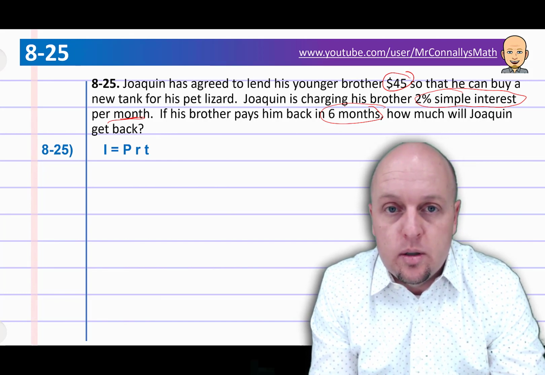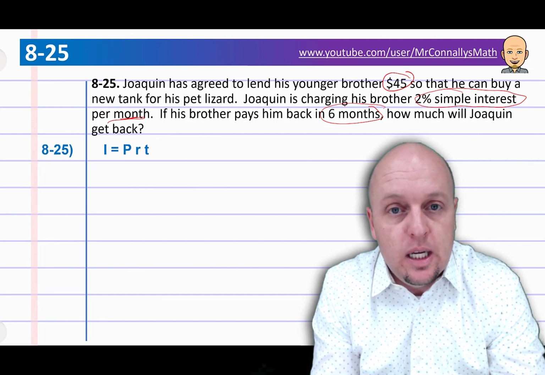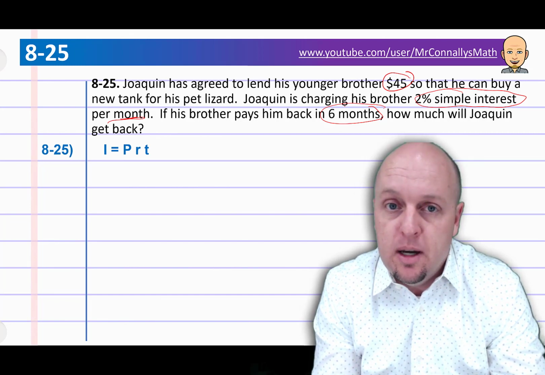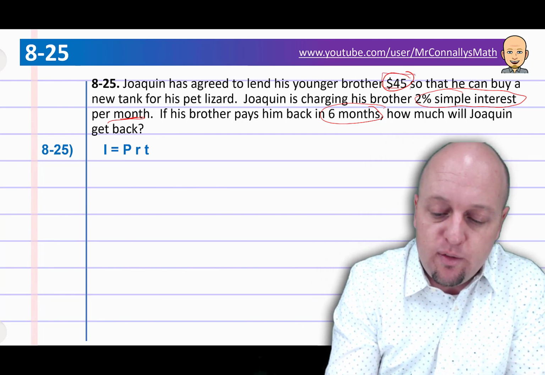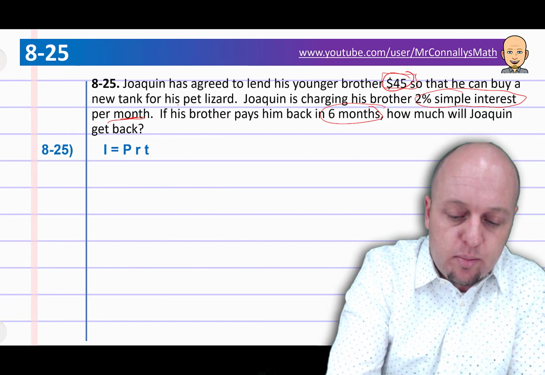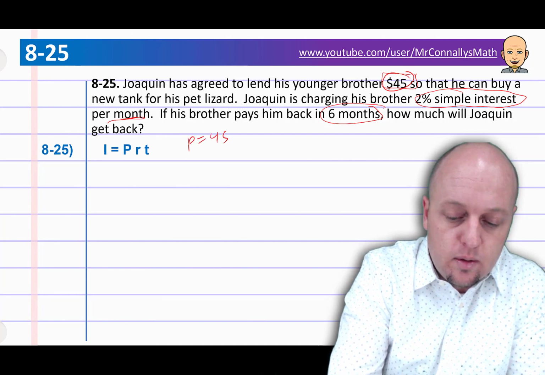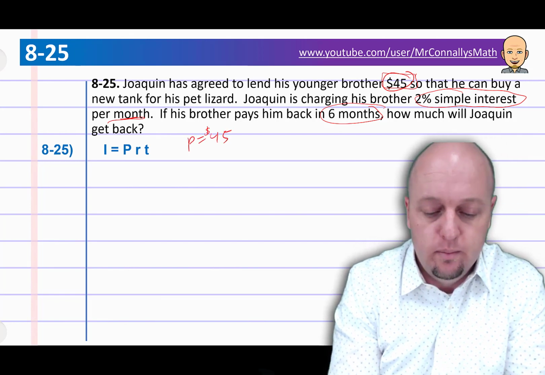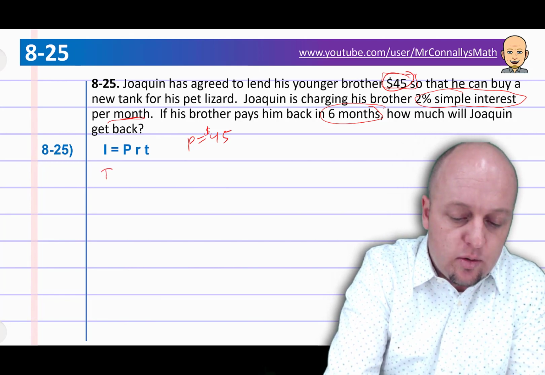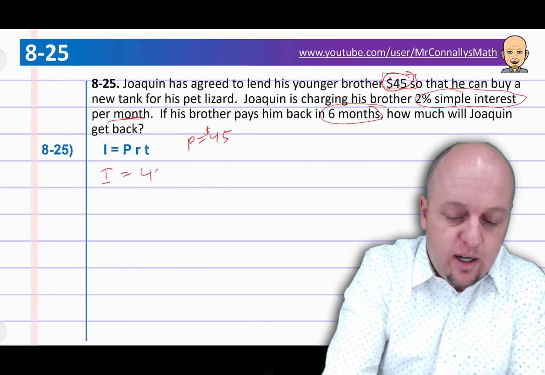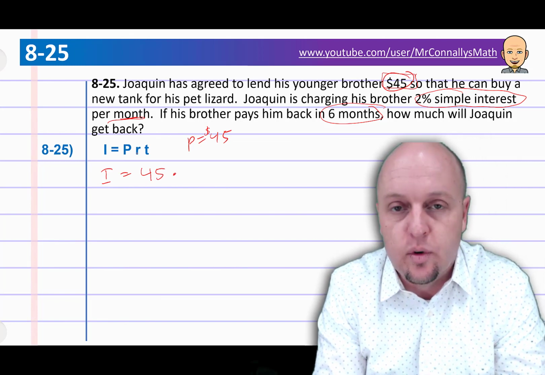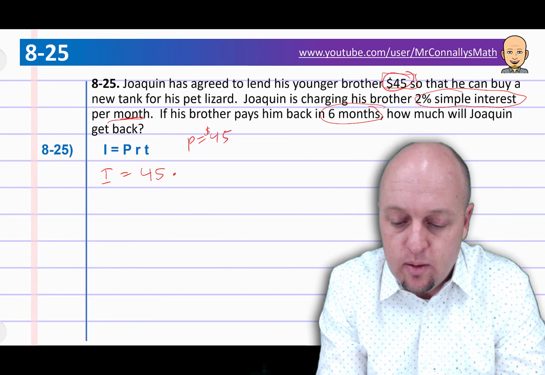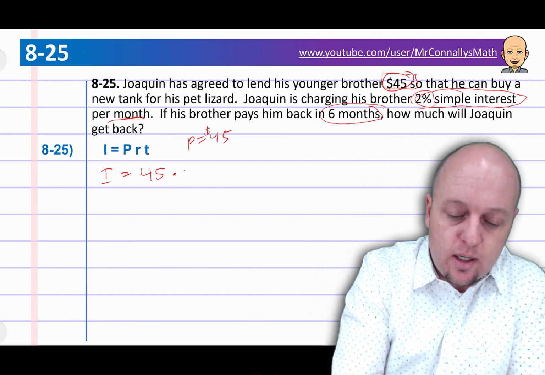Okay, so we're looking at not only how much was borrowed, but how much in interest he has to pay. Because remember, you pay back what you borrow plus interest. So what did he borrow? He borrowed $45. That's called the principal. That's what we start with. So the interest is going to be $45 times R, which stands for the rate. And the rate, we say, is 2%.